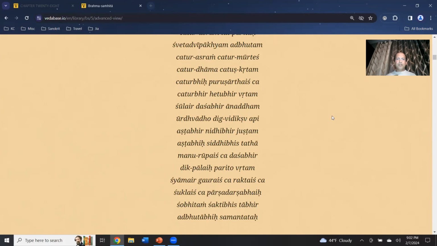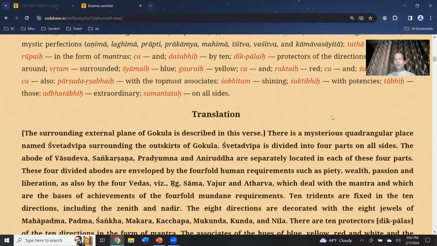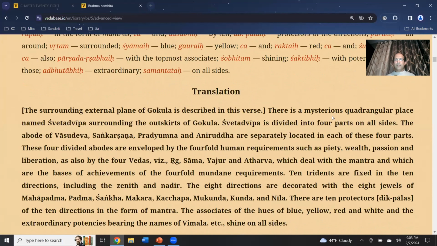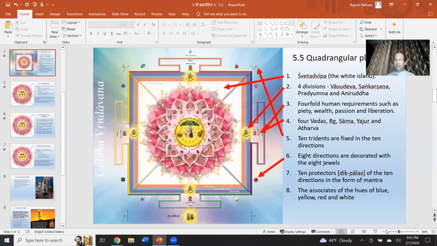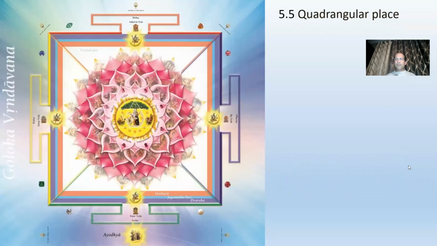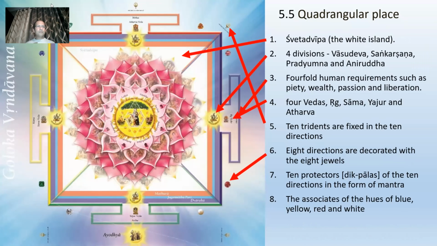So last time we read the text 5, which is a description of the surroundings of Goloka, where we read that it is surrounded by Shweta Dvipa, and then there are many different parts around the Shweta Dvipa, which we browsed through in the slides. So the Shweta Dvipa around the Goloka proper is the White Island, and then there are four divisions which are the abodes of the four residing deities: the Chaturvyuha, Vasudeva, Sankarshan, Pradyumna, and Aniruddha.